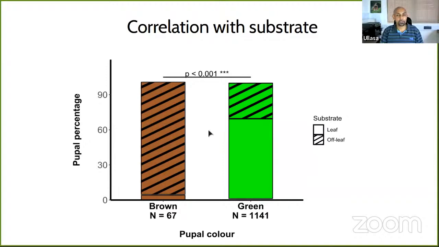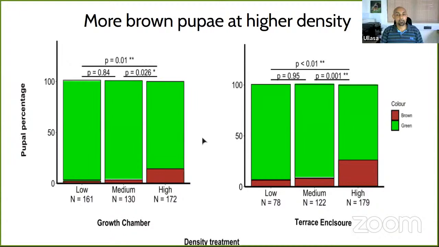And we grew them at different densities. In the lab, we did this in growth chambers under controlled conditions and in terrace conditions. What we find is that when we grow them at high densities, you get more brown pupae. In other words, there's a greater tendency to be brown. Our interpretation is that when the densities are high, they're probably forced to pupate away from the leaves. And now that they're forced to pupate away from leaves, they have an advantage in being brown.